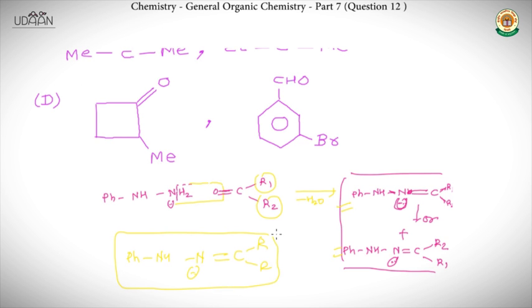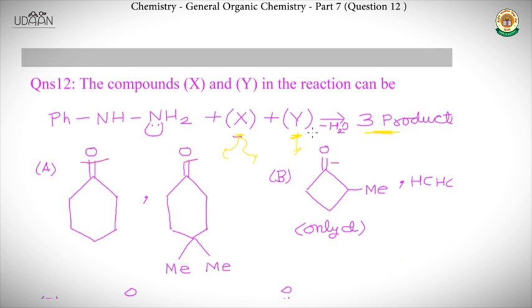So we are getting three products only if one of them has symmetry about the double bond, like both groups are the same, and one has different groups. So that's the main crux of the question. We have to find this. So look at the first option A. It has the same group on both sides, so it will give one product. This also has the same group on both sides, and will also give one product. So we will get only two products. Right, so that's not our option.